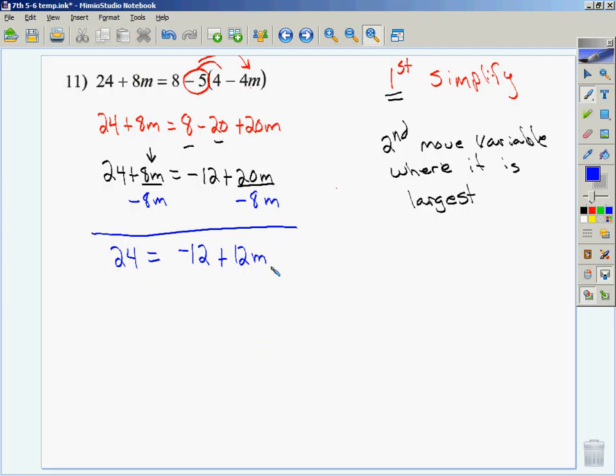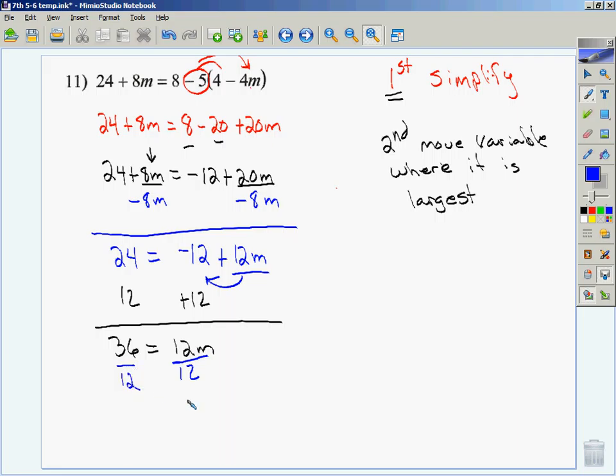Now I can see that I only have one group of m's left in my equation. And so I'm going to get this m by itself. I have to undo this negative 12, and I'm going to undo it by adding 12 to both sides. I now have 36 equals 12m, and I'm going to divide both sides by 12. And I get m equals 3.